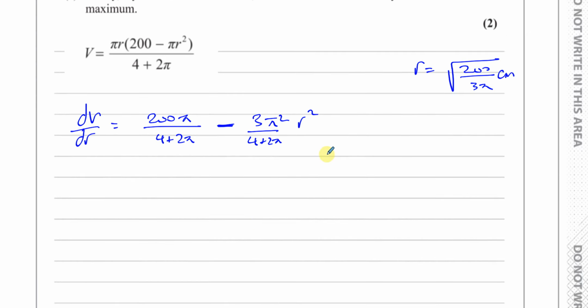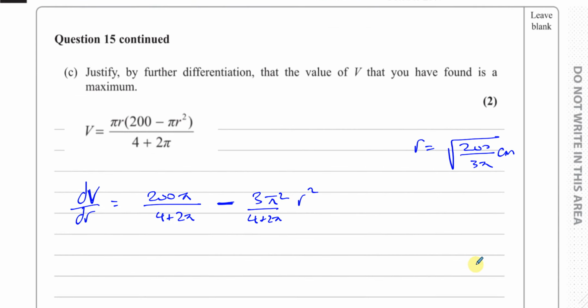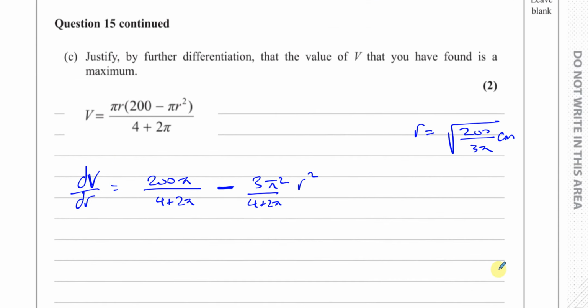Okay, so now we've got to justify that the value of V that we found is a maximum. To find out whether it's a maximum or a minimum, we found that that's where the gradient is 0. But it could be a maximum, it could be a minimum. That value of R that we found could cause V to become a maximum value or a minimum value. We have to show that it is actually a maximum value. Now, by further differentiation means not by using any tabular type of method, but by using differentiation.